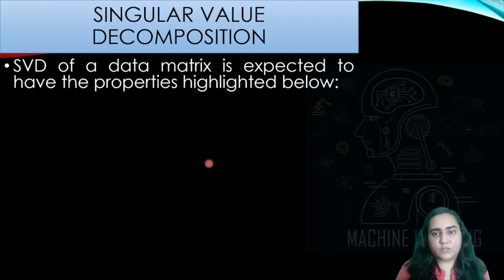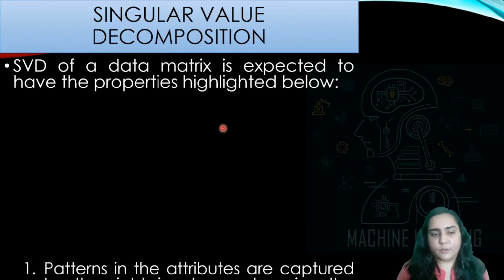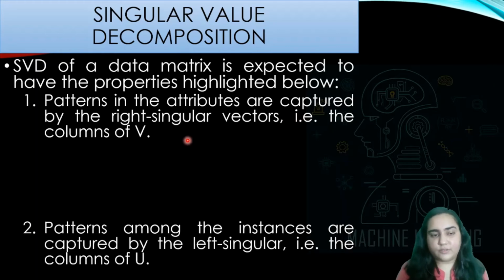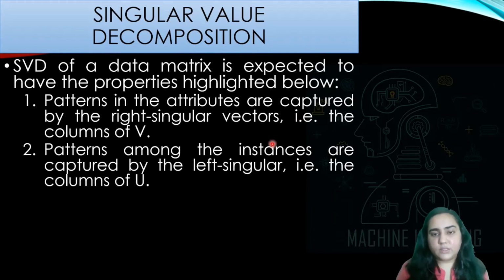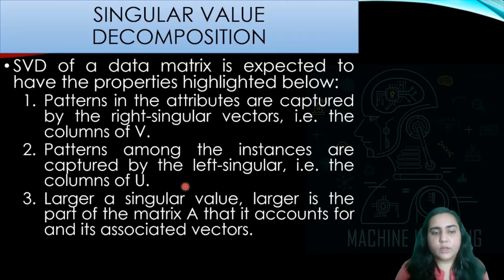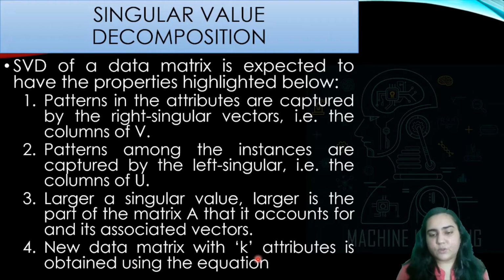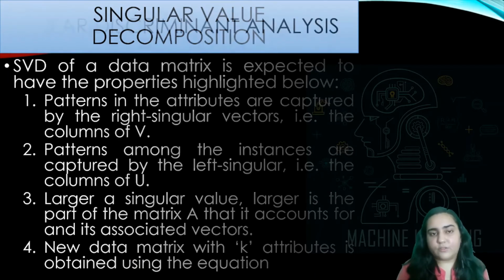SVD of a data matrix is expected to have the following properties. What are those properties? Number one, patterns in the attributes are all captured by the right singular vectors, which means all the columns of V. Patterns among the instances are captured by the left singular vectors, which are the columns of U. Instances are nothing but rows. And the larger a singular value, the larger is the part of the matrix A that it and its associated vectors account for. And the final point is that a new data matrix with K attributes is obtained using the following equation.